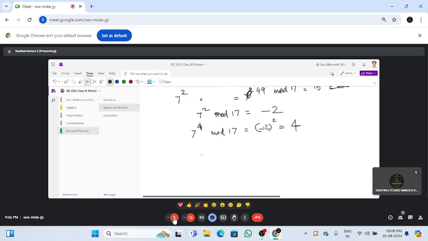Next, you again use square: 7 power 8 mod 17. I'm squaring on both sides. So 4 square is 16, mod 17 is 16. And again we can add or subtract 17, so you can put it as minus 1. 7 power 8 mod 17 will be minus 1.